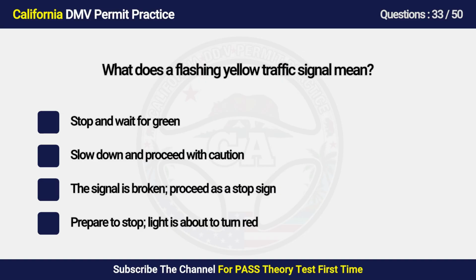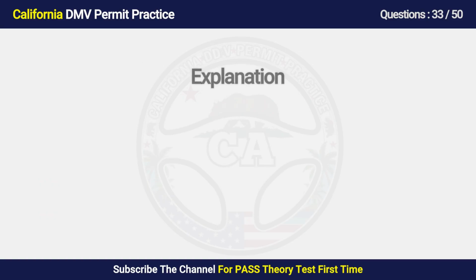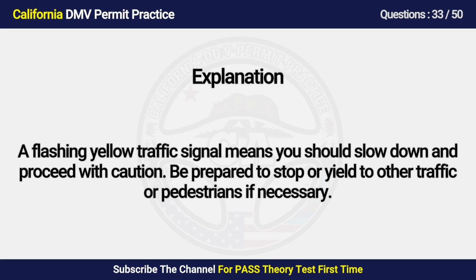A, stop and wait for green. B, slow down and proceed with caution. C, the signal is broken, proceed as a stop sign. D, prepare to stop, light is about to turn red. Answer is B, slow down and proceed with caution. A flashing yellow traffic signal means you should slow down and proceed with caution. Be prepared to stop or yield to other traffic or pedestrians if necessary.